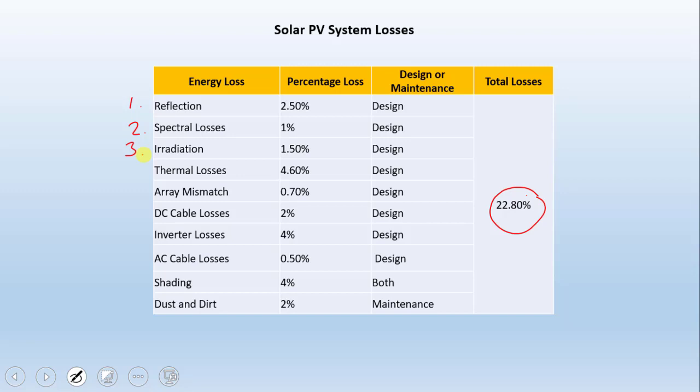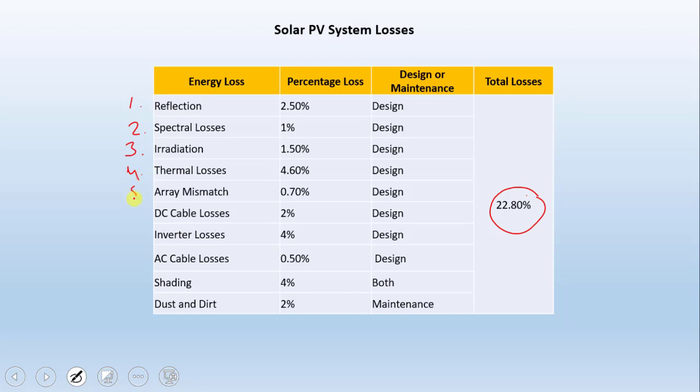Then comes the thermal losses. Thermal losses refer to the heating up of the solar PV module. You know the efficiency of the module decreases with the increase of its temperature. So when the solar cells are working, they are receiving the solar radiation, they start heating up and this decreases their efficiency, so they will produce less power. So we have to account for such losses.